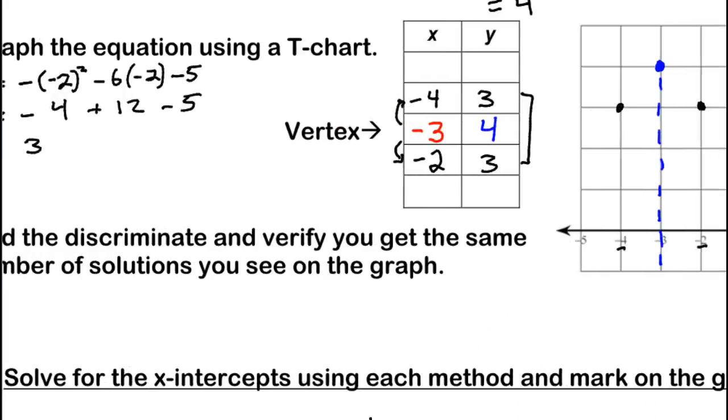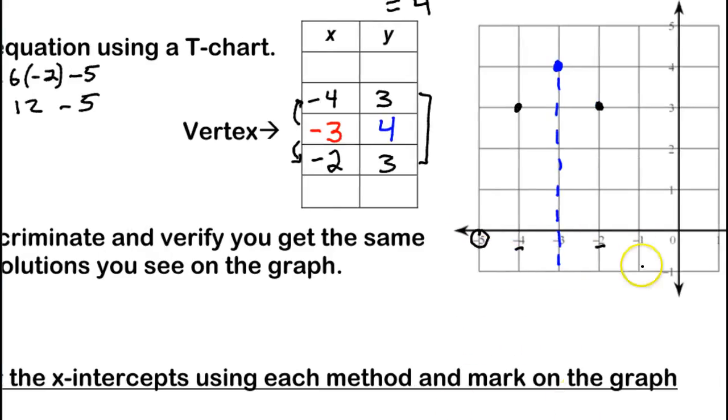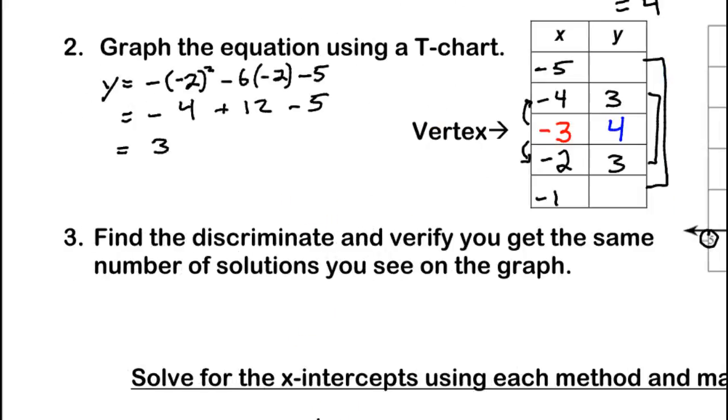Good. Let's do the same thing. Let's plug in -5 and -1. Go ahead and calculate one of those. You can plug in either the -5 or the -1 solution. How did you get 3? -4 plus 12 minus 5 is 3.